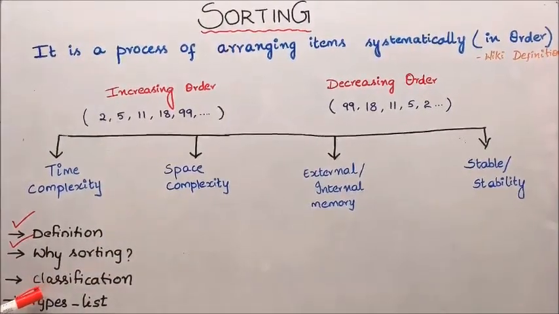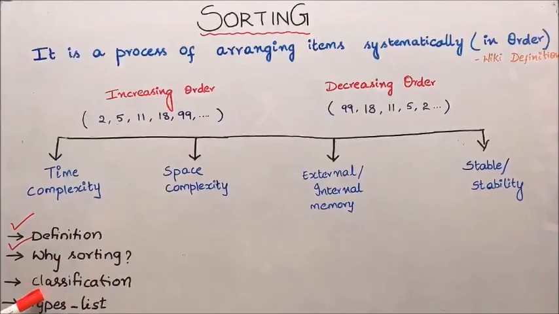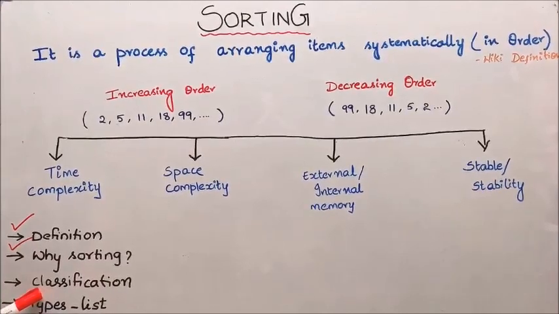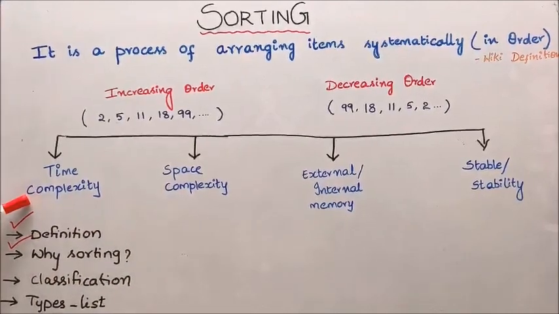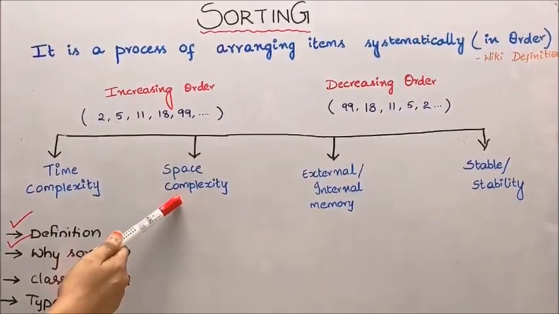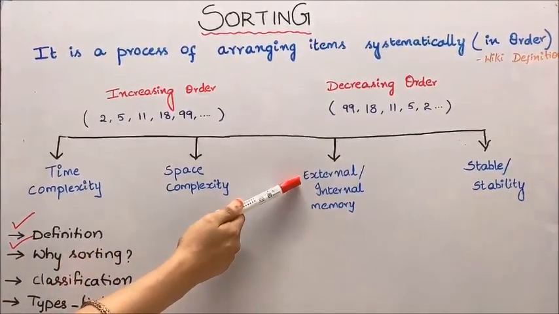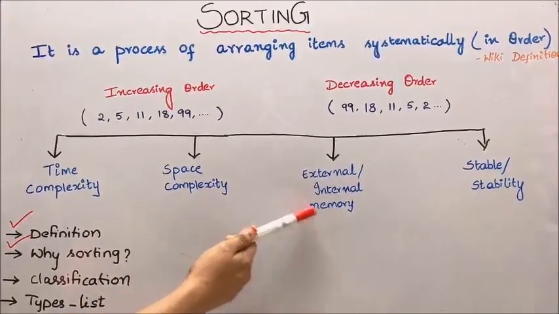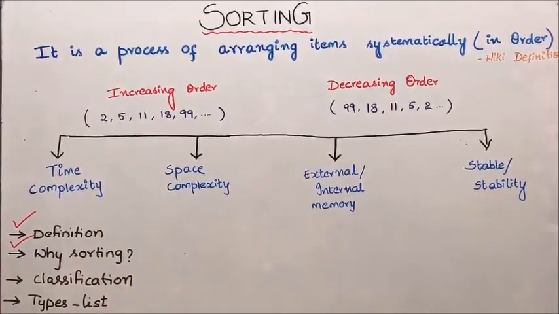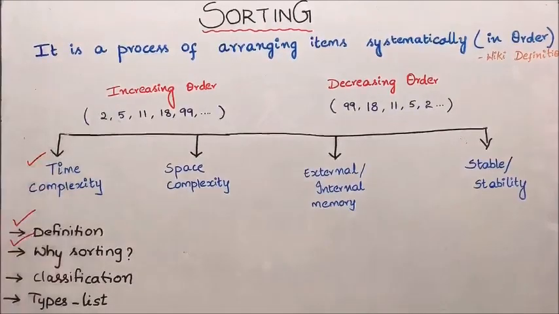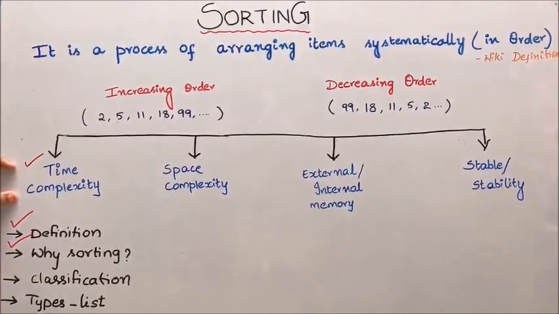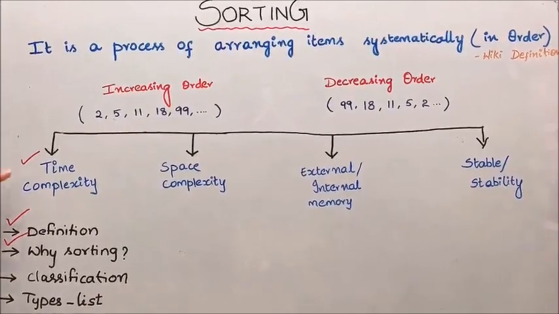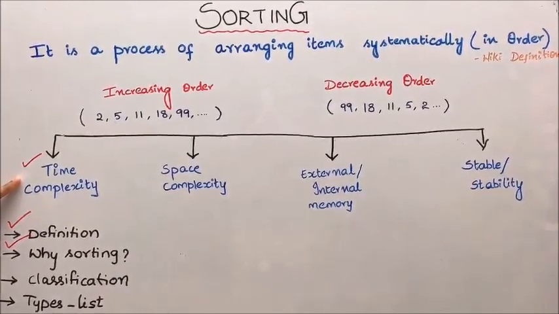Coming to classification, all the sorting techniques are classified or divided based on these 4 categories. First one is time complexity, next space complexity, based on the external or internal memory, and stability. So if we want to talk about time complexity, it means the amount of time taken to execute a particular program.